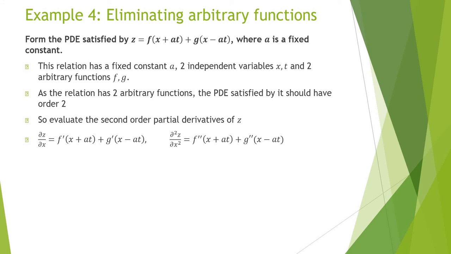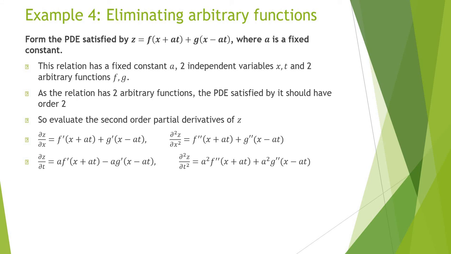Then in the same way, evaluate the partial derivatives with respect to t. ∂z/∂t equals a times f'(x + at) minus a times g'(x - at). The second order derivative ∂²z/∂t² equals a² times the second derivative of f evaluated at x + at, plus a² times the second derivative of g evaluated at x - at.